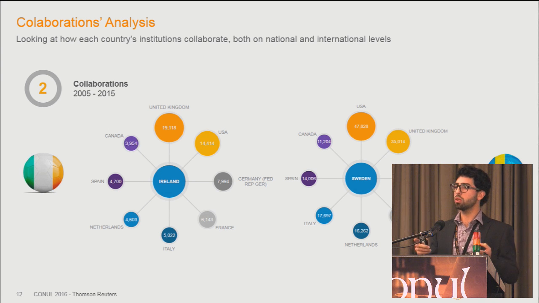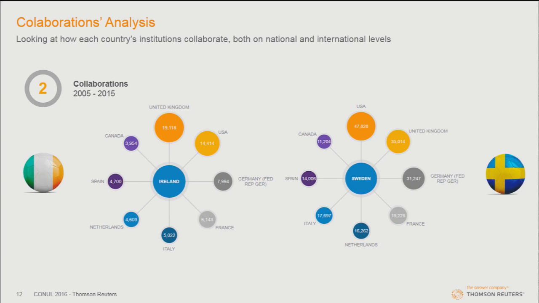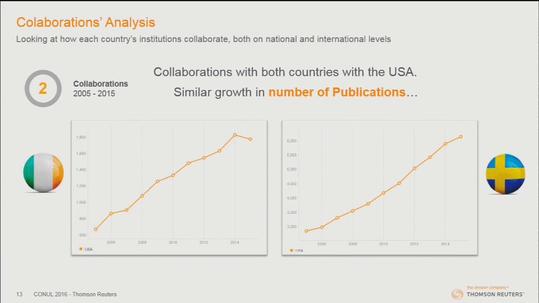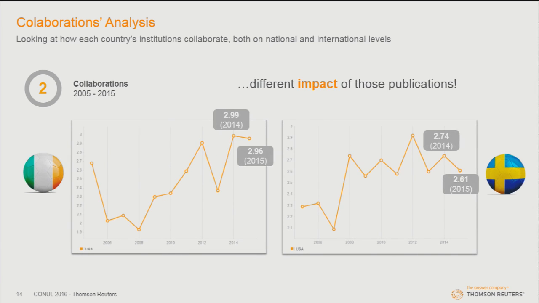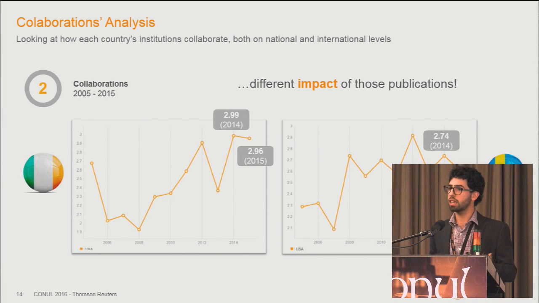But let's take a deeper look at the USA, for example, specifically in the collaborations between these countries and the States. So we can see that between 2005 and 2014, for both countries, there was a similar growth in the collaborations with the US, but there's a different impact in these publications. So in 2014, for example, the publications where Ireland collaborated with the USA had an impact of almost 3. So they were almost 3 times above the world average in this subject.